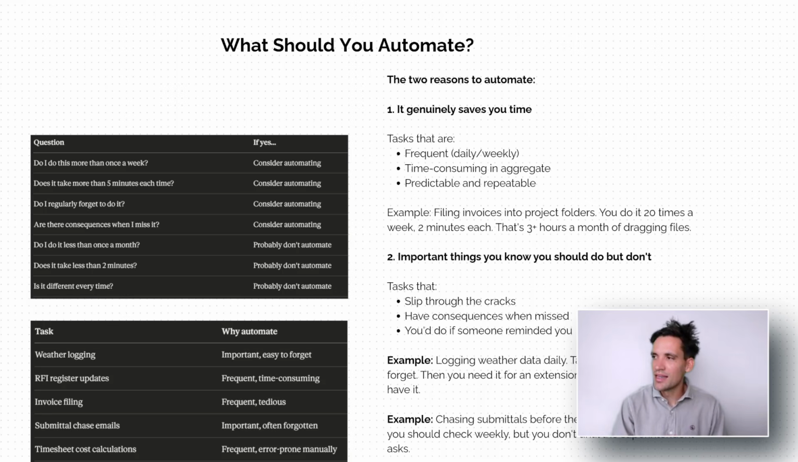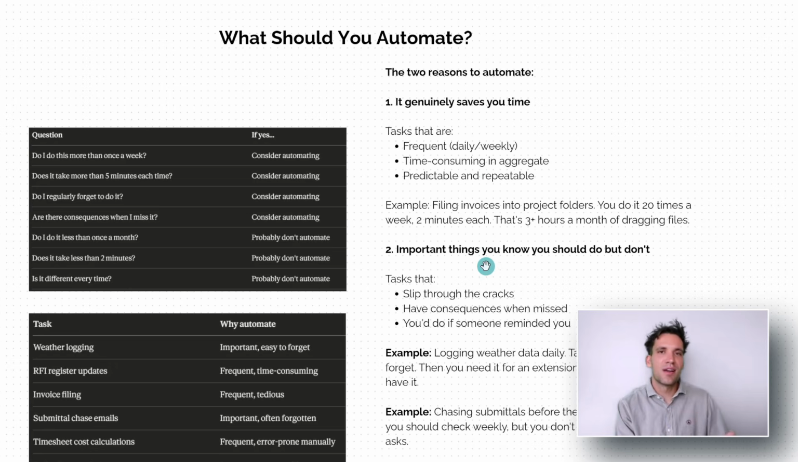Like, for example, the other day, I was talking to someone who had been suggested to automate that every time they create a new project, it automatically creates a new project folder. That's a task that you probably do once every month or two max, and it probably takes you 30 seconds to copy the project template and create a new folder. It's not a task you should be automating. It doesn't really save you any time.